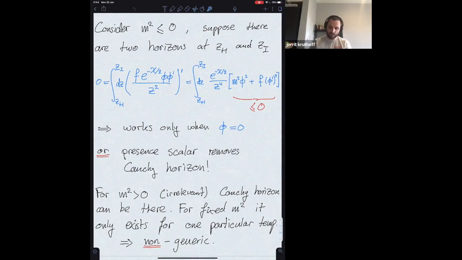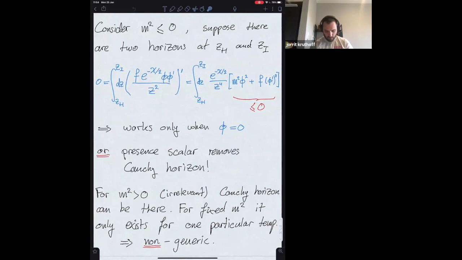And so what this shows is that the inner horizon gets removed by the presence of this scalar field. And yeah, so for these relevant perturbations, it's very easy to see that the Cauchy horizon is gone.